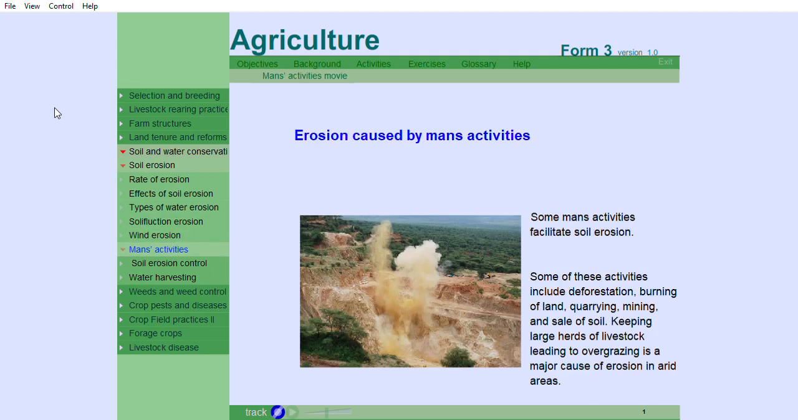Erosion caused by man's activities. Some of man's activities facilitate soil erosion. These activities include deforestation, burning of land, quarrying, mining, and sale of soil. Keeping large herds of livestock, leading to overgrazing, is a major cause of erosion in arid areas.